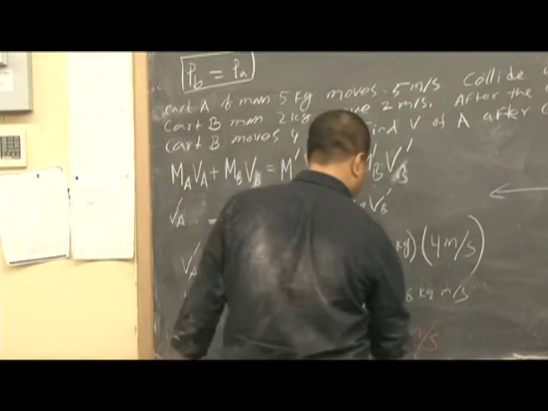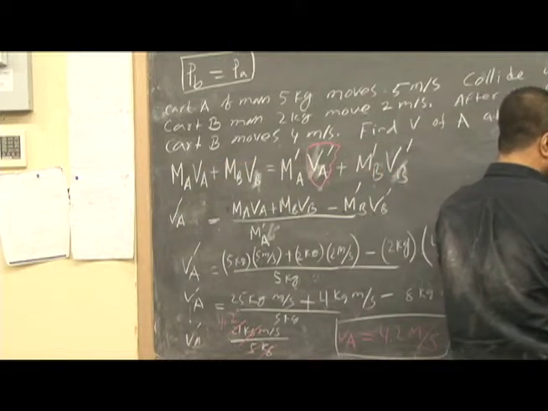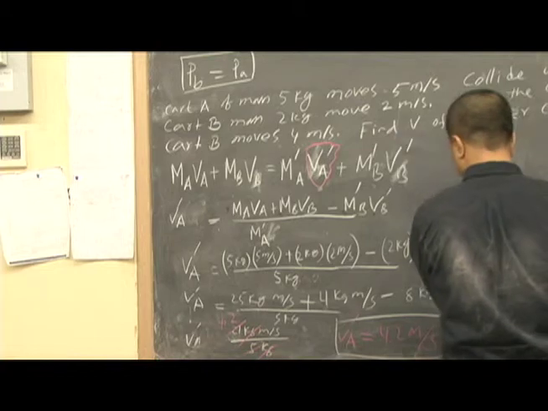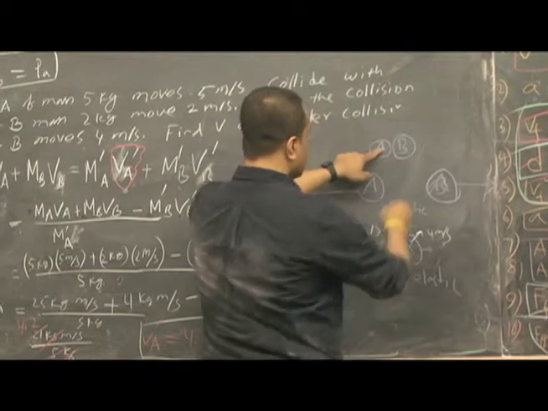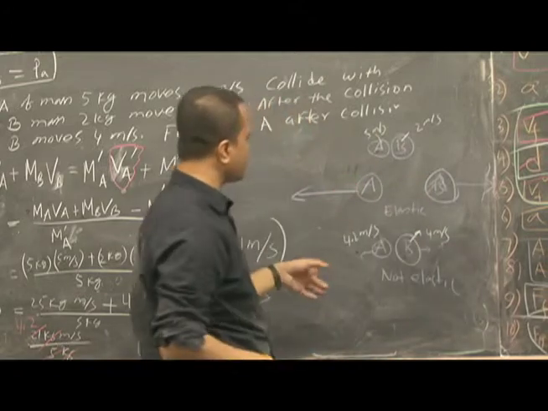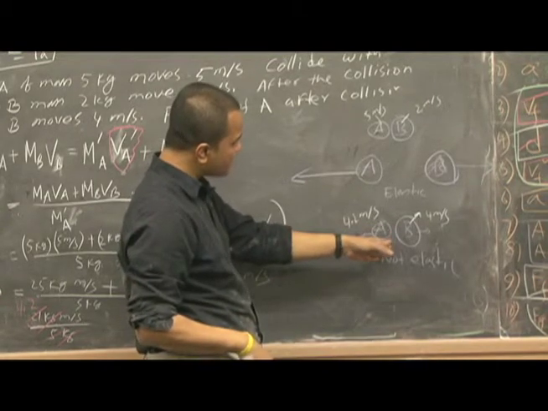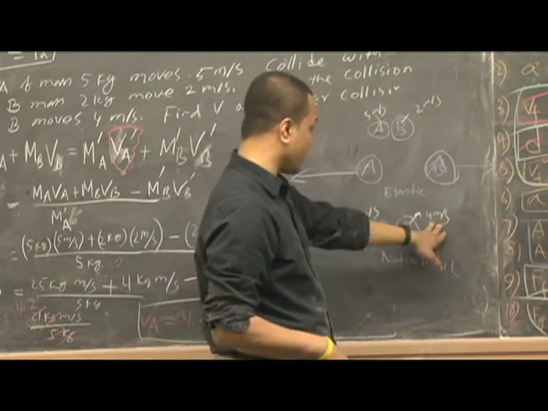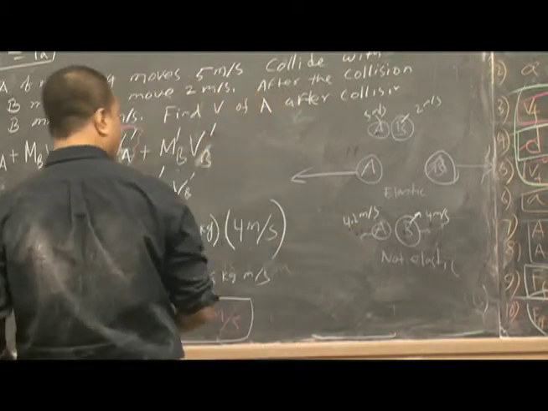Now, is this elastic? Okay, so the velocity of B after the collision is 4 meters per second, and the velocity of A after the collision is 4.2 meters per second. Before the collision, it was 2 meters per second and 5 meters per second. Now let's see whether it is elastic or not elastic. I guess it is elastic because the velocity of B doubled after the collision, and the velocity of A remains somewhat the same, but I guess it is elastic.